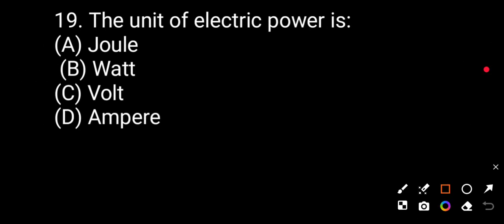Question number 19. The unit of electric power is joule, watt, volt, ampere. The correct answer will be watt. The unit of electric power will be watt.